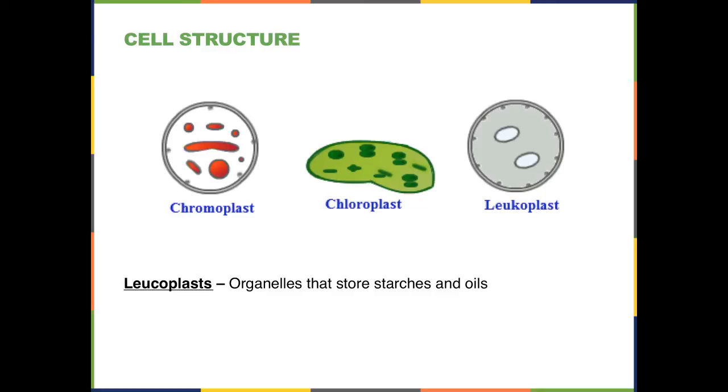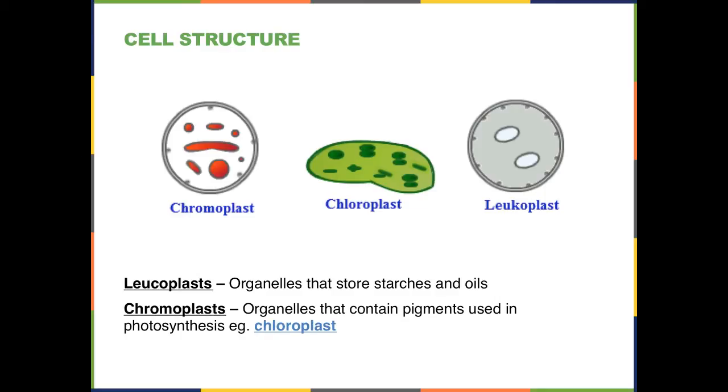In contrast to the leucoplast, we have something known as a chromoplast. These are organelles that contain pigments, thus the term chromo, which means color. One example of a chromoplast is a chloroplast. A chloroplast has chlorophyll, which is necessary for photosynthesis. So the chloroplast is where the photosynthesis occurs, and it is a structure that is necessary for that function.